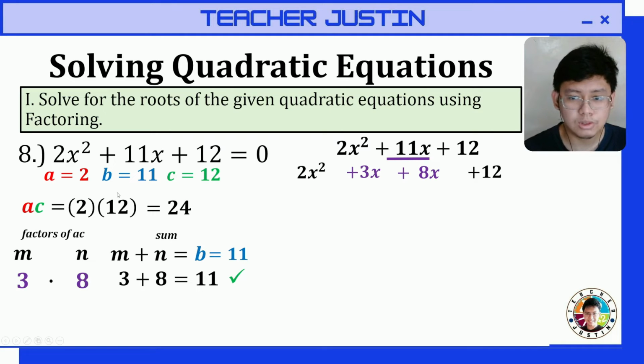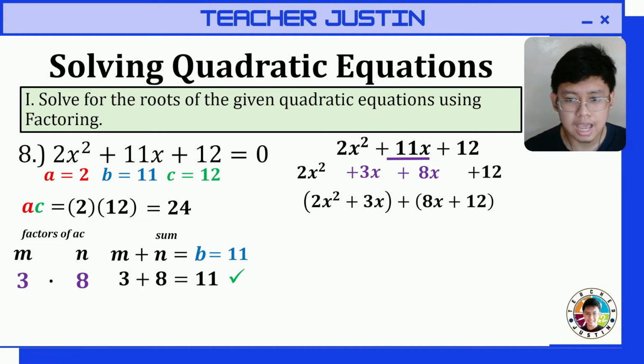So, saan galing yung 3x and 8x na yan? Dito sa ating factors of AC. So, pinahaba natin yung ating trinomial and naging polynomial na siya with 4 terms. Then, after that, let's apply factoring by grouping. So, i-group natin. We will have 2x squared plus 3x sa first group plus 8x plus 12 dun sa second group. Now, let's factor the common factor for each group.